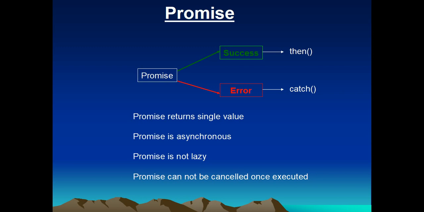Now promise is not lazy. It means when you invoke the promise, it's going to return the value. You cannot cancel it. When you invoke the promise, it's going to return the value anyhow, whether you accept that value into some variable or not. And the last one is that promise cannot be cancelled once it's executed. It means if you invoke any promise function, then definitely it will return you then and catch functionality. So you cannot cancel it once you execute the operation. So that is the promise.